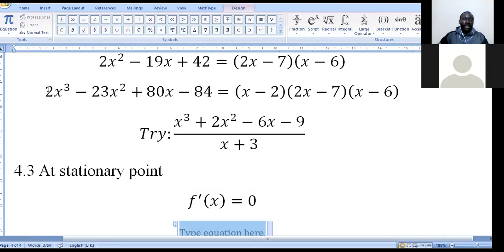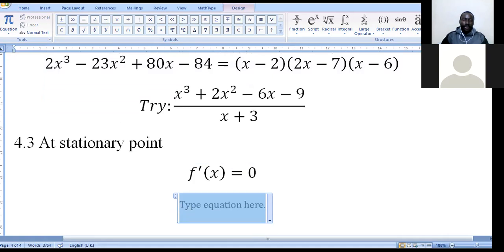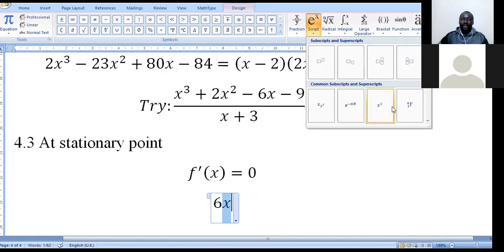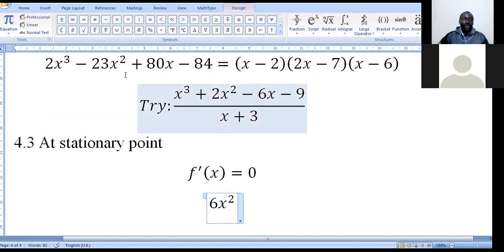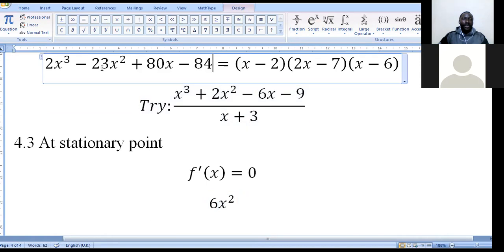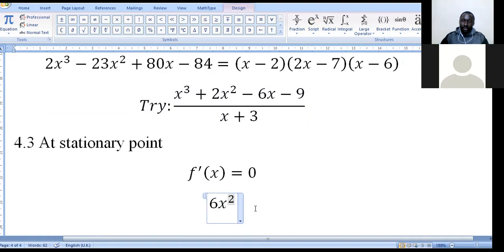And so when we differentiate this one, what do we get? Well, when we differentiate 2x cubed, we get 6x squared right here. Then the next thing is to differentiate negative 23x squared. That gives us what? 46x. So you'll be writing 46x right away here, minus 46x.